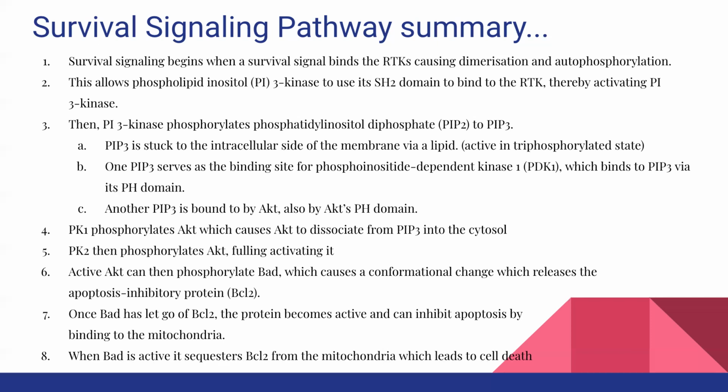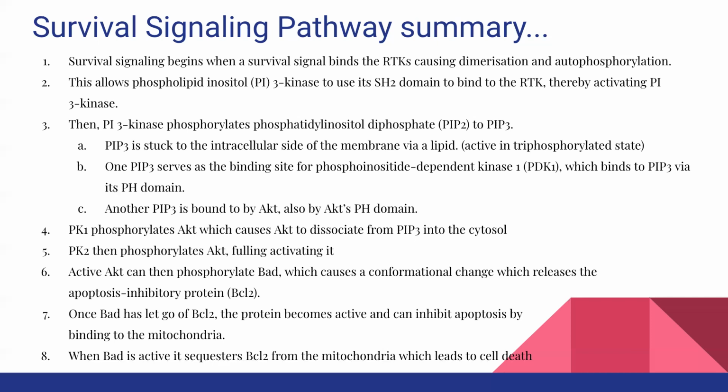And then PIP3 serves as the binding site for PK1. And it also serves as the binding site for AKT as well. PK1 phosphorylates AKT, which causes AKT to dissociate from the PIP3, which is anchored to the membrane. I'll fix that on the slide before I release the slides. It's not in the cytosol. And then that allows AKT to diffuse in the cytosol and also reveals that amino acid that can be phosphorylated by PK2.